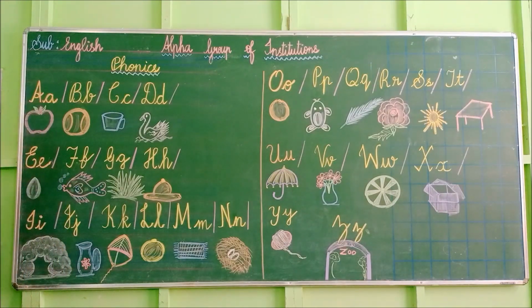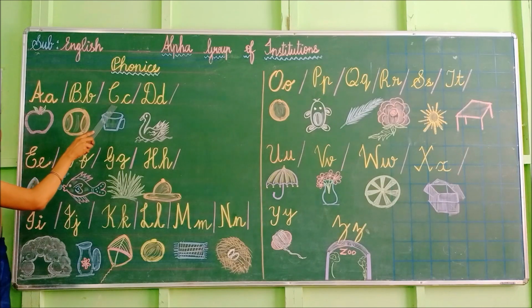Shall we start? Yes. What letter is this? A. A sounds A. Apple. Next one. What letter is this? B. B sounds B. Ball. Next one. C.